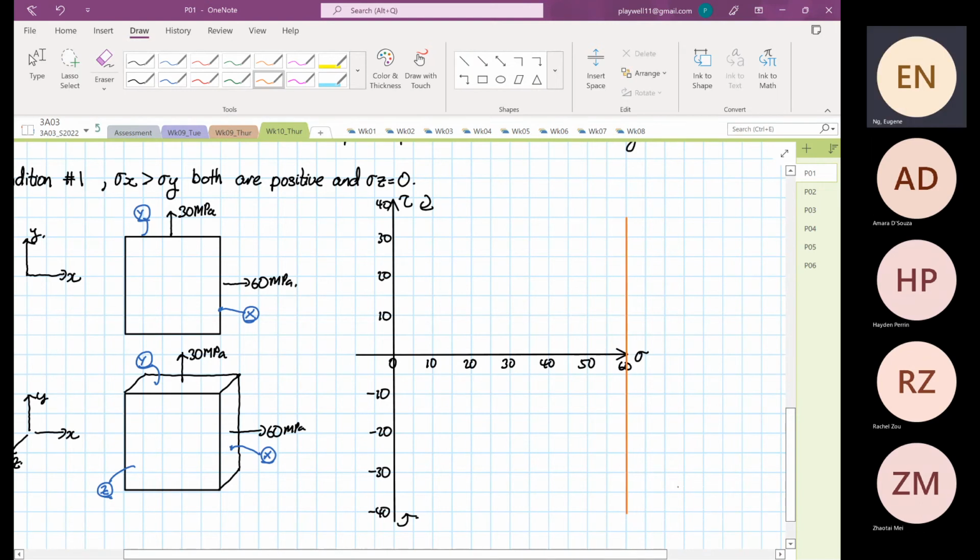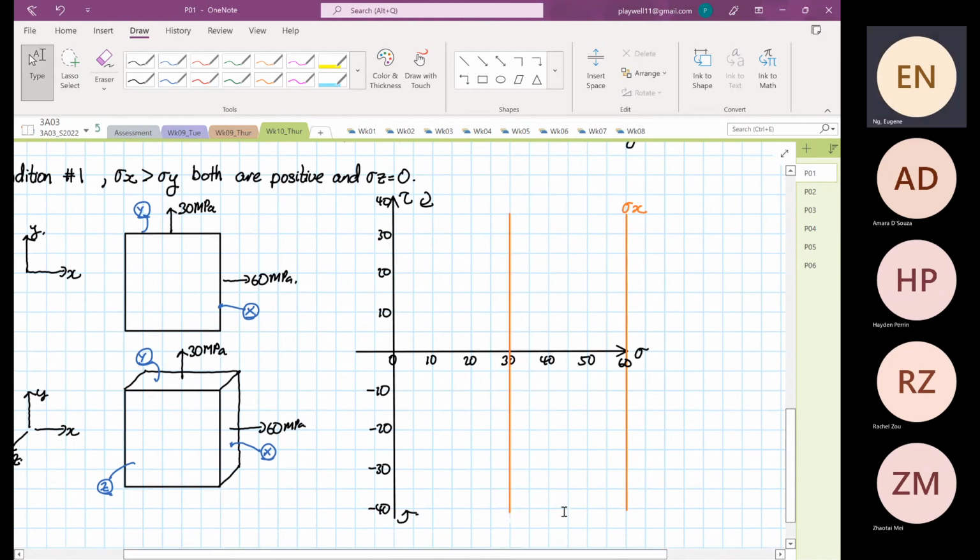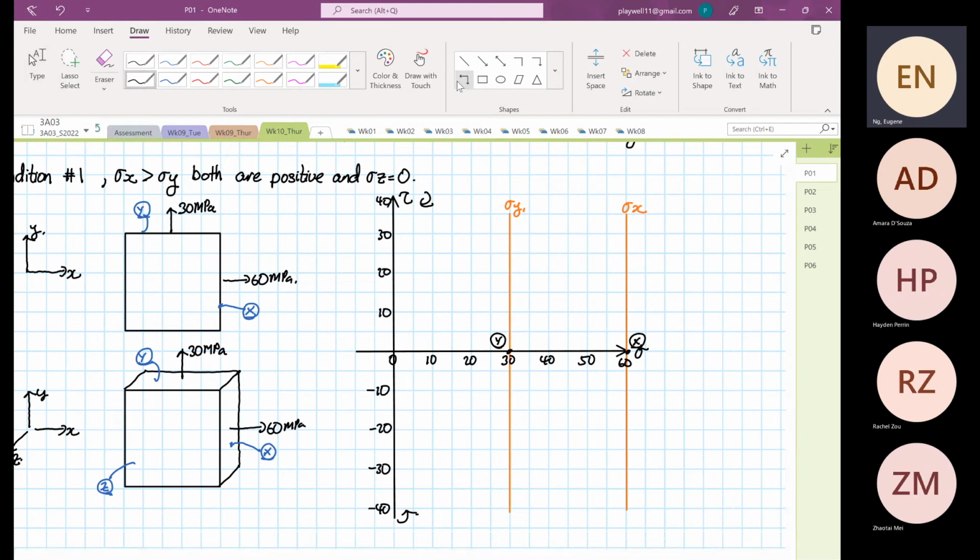Let's do 2D first, okay? So this is our stress X. And then our stress Y is at 39. Okay. This is stress Y. So they have 0 shearing stress. So this is your point X. And this is your point Y. Okay. And then from here, we can construct our 2D Mohr circle.